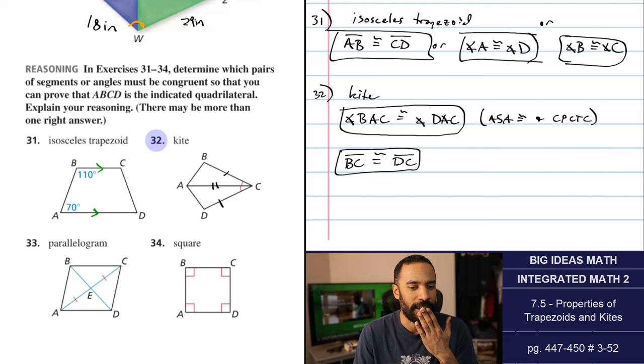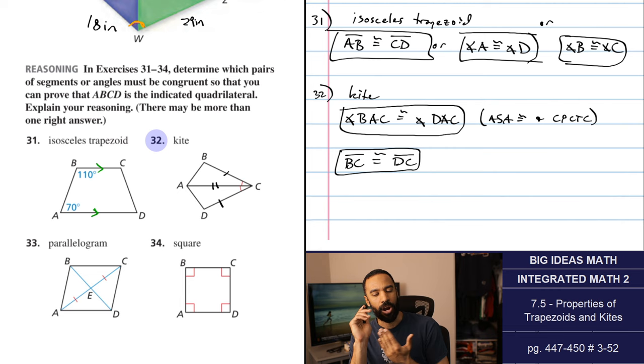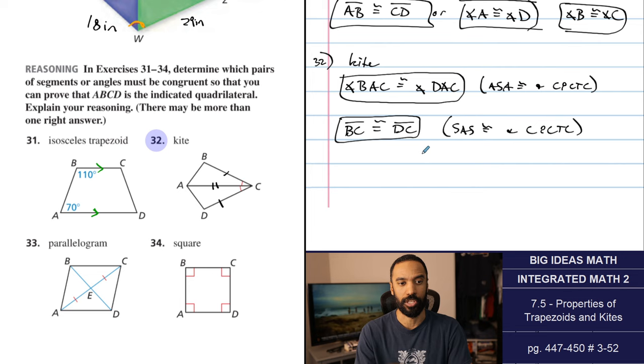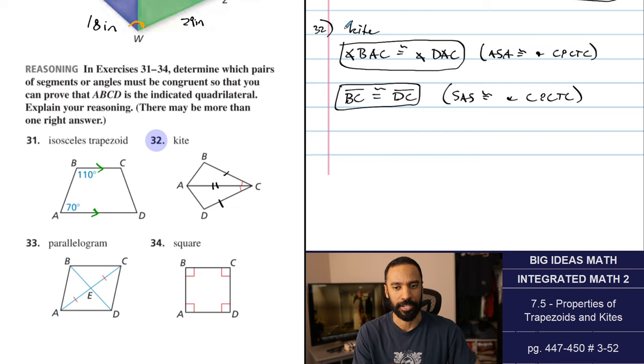Especially when it comes to reasoning. My justification and reasoning stuff's kind of eh. I'll go ahead and say that because then I'll have to say things that aren't congruent. But anyway, my reasoning here would be side angle side and CPCTC, basically showing two sets of triangles congruent in that way as well. And listen, there's more than one answer. There's probably a bunch. So here are just some sample answers for you.